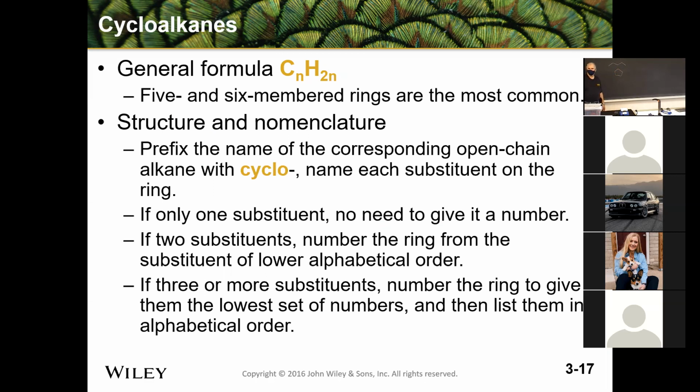Constitutional isomers have to have the same what? Carbons and hydrogens. And they don't. This is C5H12, and this is C5H10. So they're not isomers. They have different formulas, and we actually had to remove a hydrogen from each end in order to form that ring.